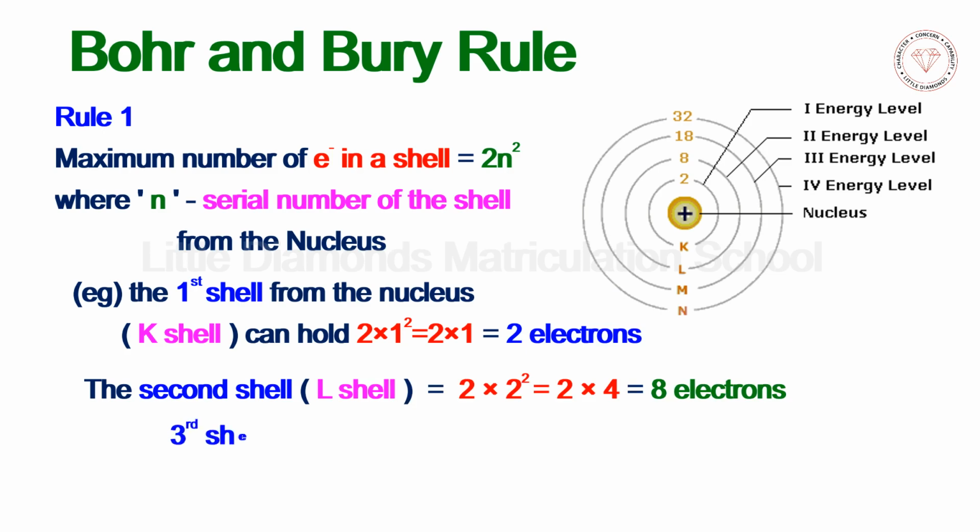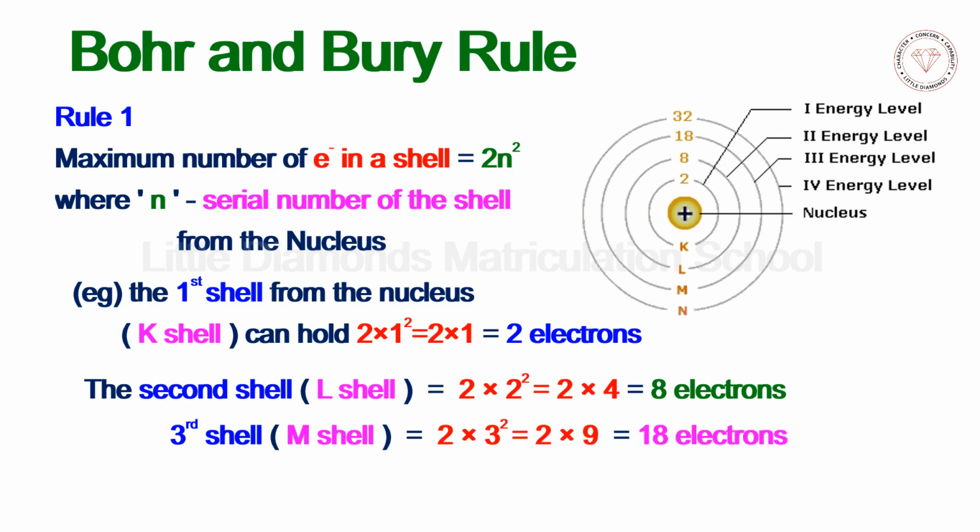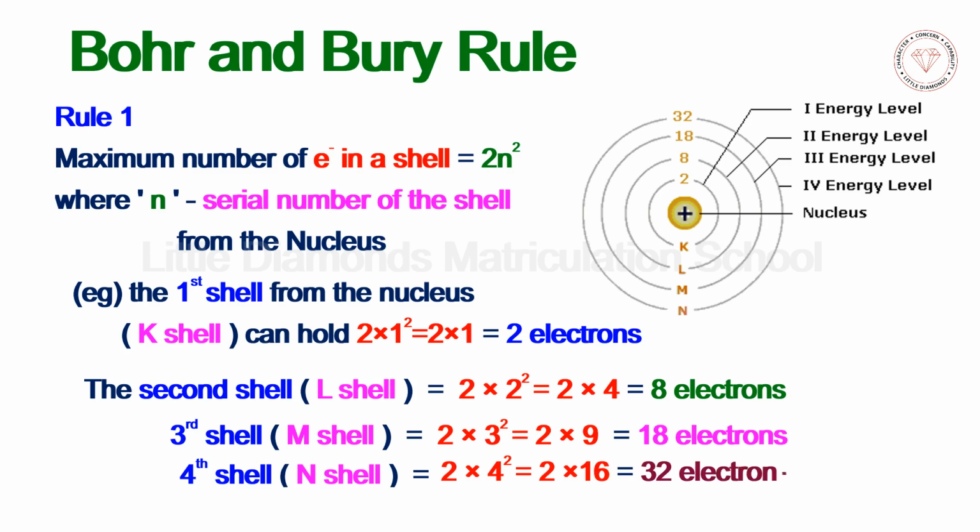The third shell or the M shell contains 2 into 3 squared, that is 2 into 9, that is equal to 18 electrons. The fourth shell or the N shell can hold 2 into 4 squared, that is equal to 2 into 16, that is equal to 32 electrons.